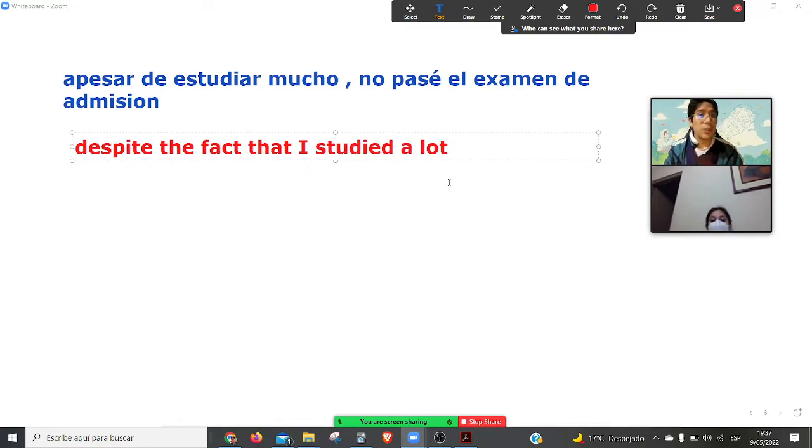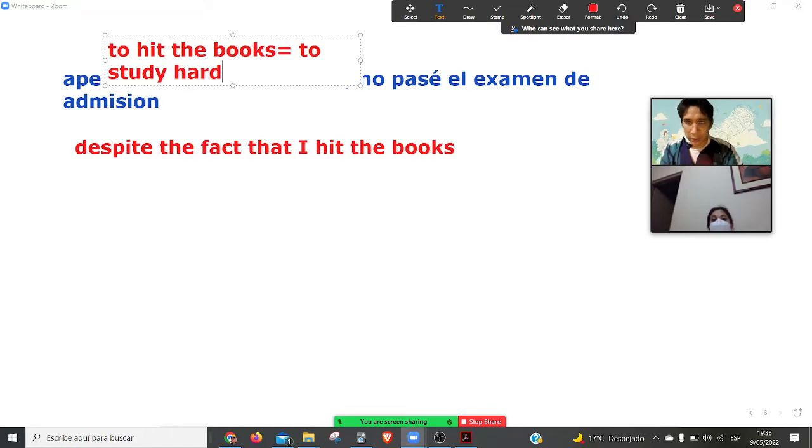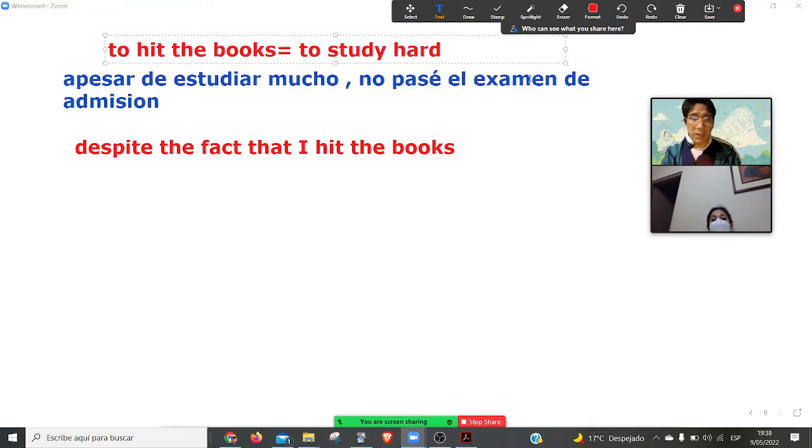Si quieres decir un idiom, podrías decir I hit the books. Hit the books, cuando tú hit the books, means that you study hard. To hit the books, to study hard. Estudiar mucho. Ahora el pasado de hit sigue siendo hit. Despite the fact that I hit the books.